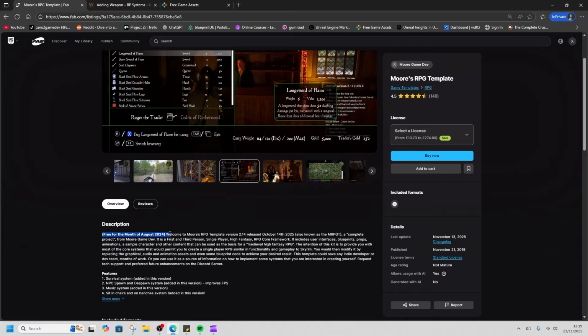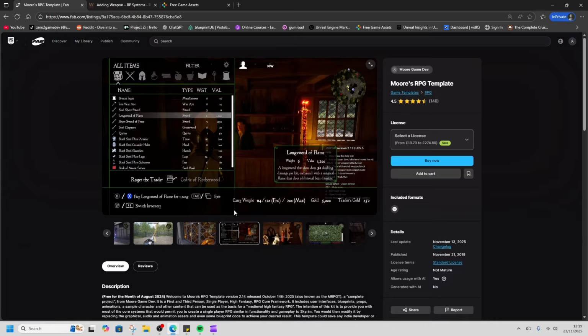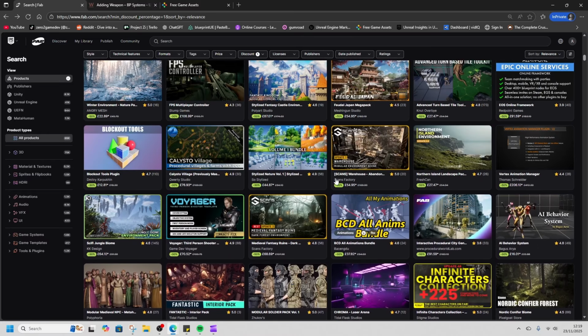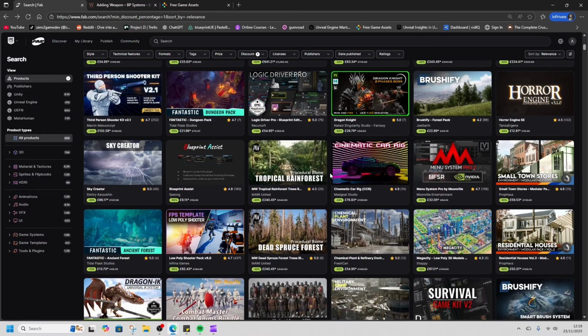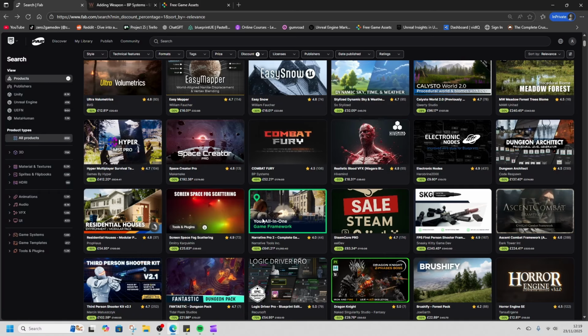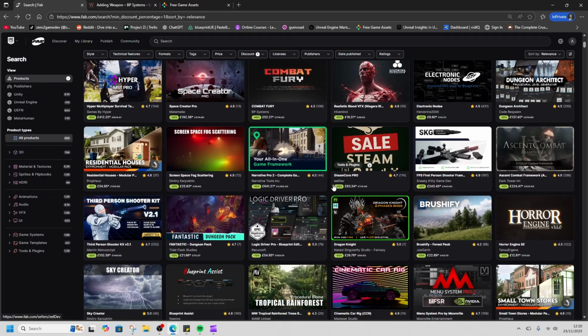This was free for the month in August 2024, so you might already own this. But anyone that's new, I would be looking at both of these templates again once you understood a basic level of blueprints. In terms of price, Moore's template is 70% off. That's probably the largest discount I've seen on that. This I've seen at 70%, but at 69% it's fine as well. And I haven't seen it any lower than that personally in the time that I've been around.